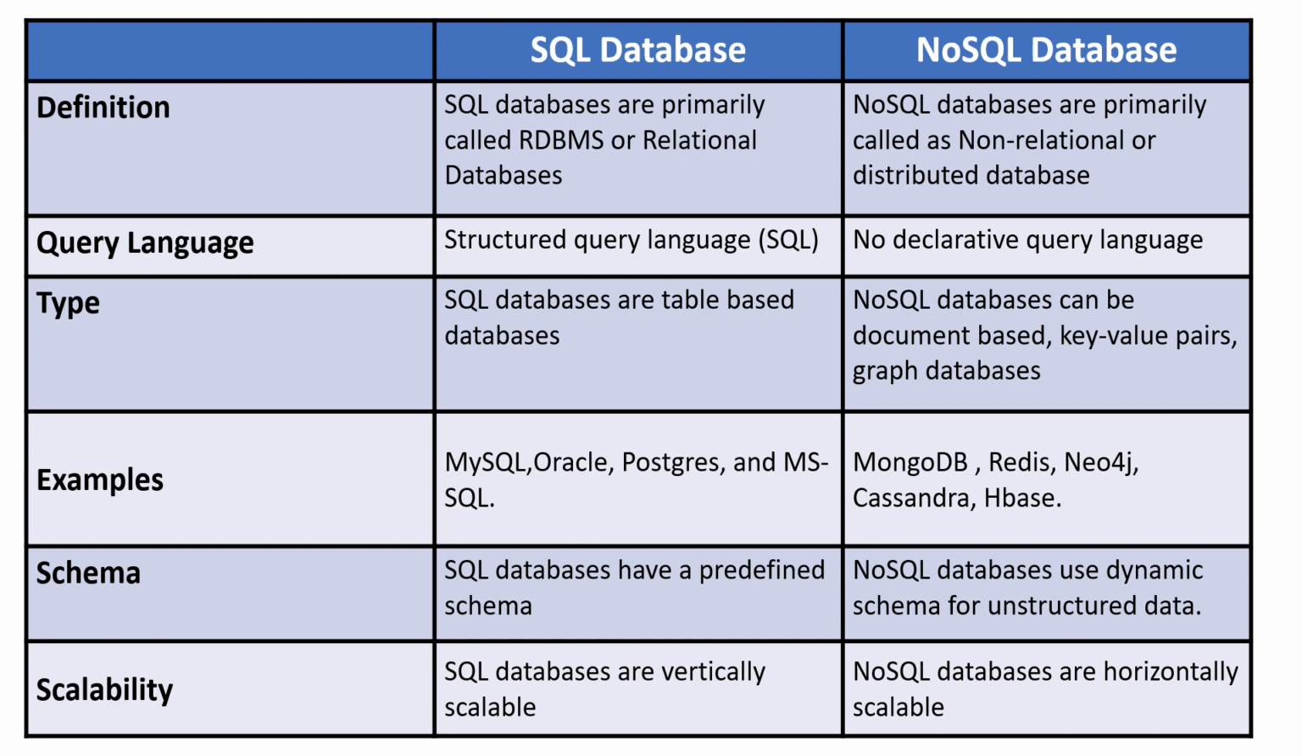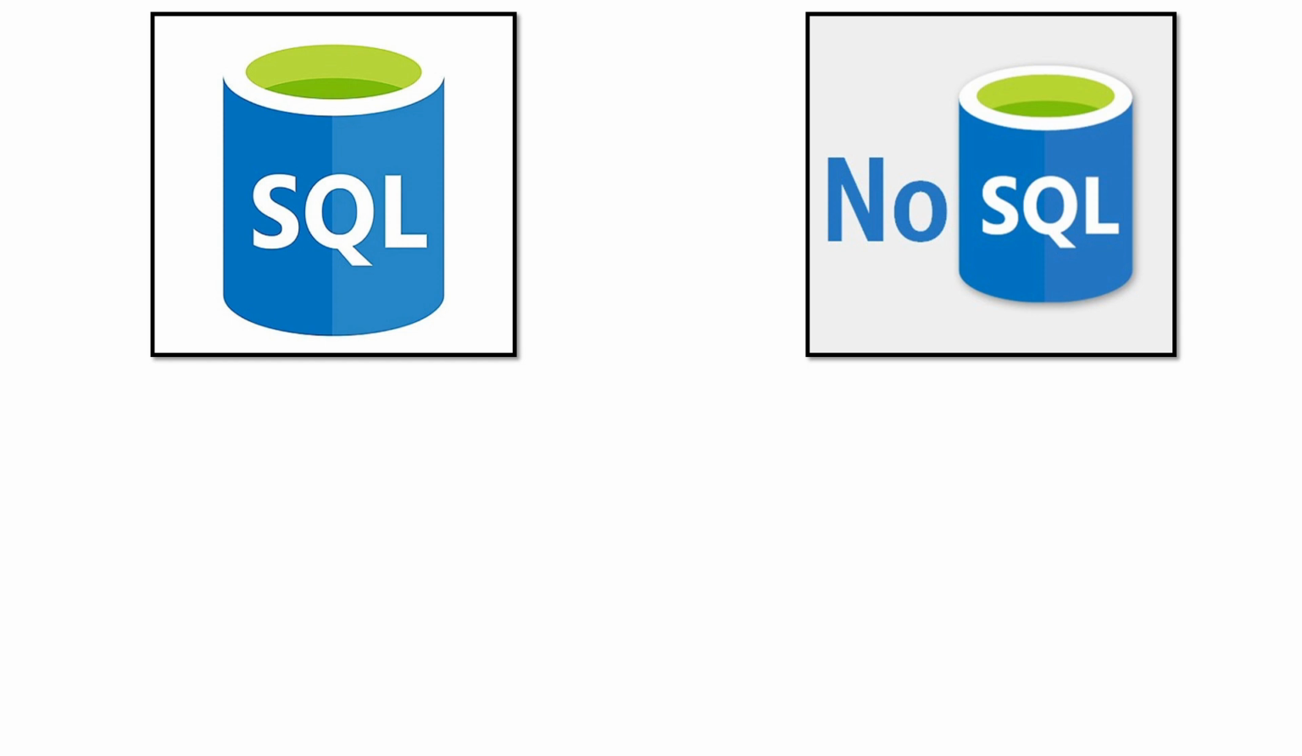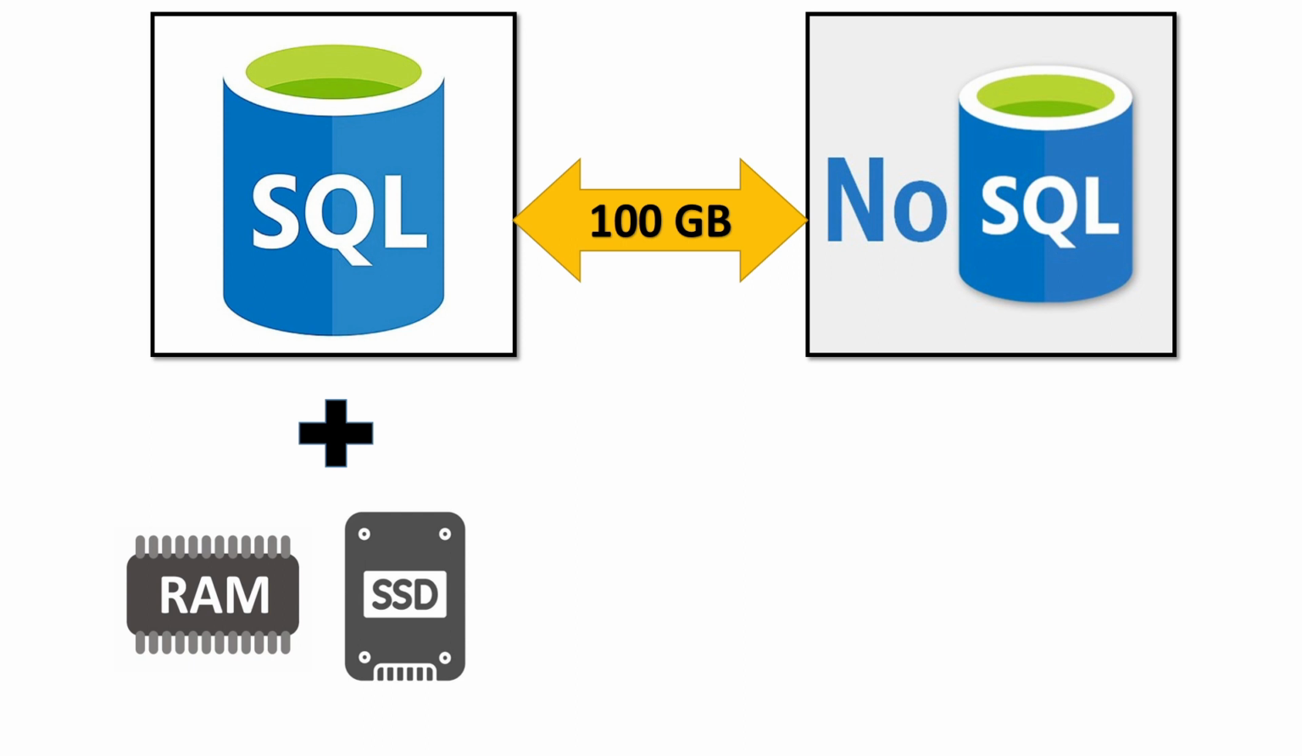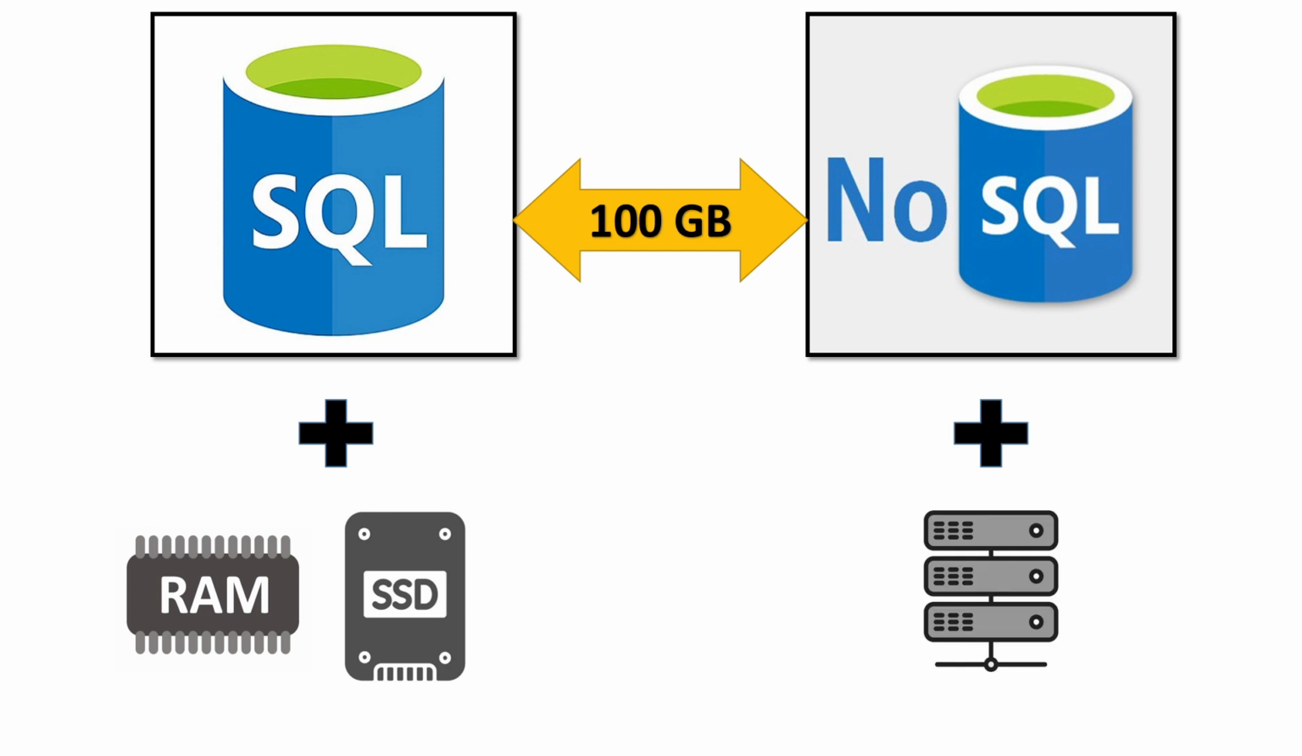For better understanding, let's take an example. Suppose you have two different databases. One is SQL and the other one is a NoSQL database, and both can store 100 GB of data. And now you need to store more than 100 GB of data. In the case of a SQL database you can increase the RAM size or the SSD, while in the case of a NoSQL database instead of upgrading the CPU you can add a new server that can handle or manage the extra amount of data. So that's why NoSQL databases are distributed databases.